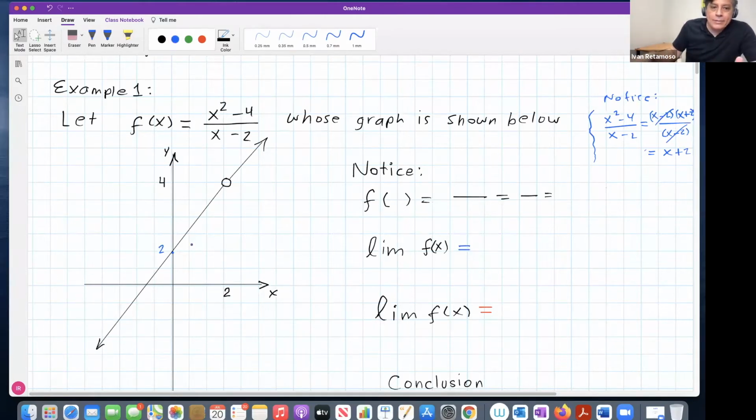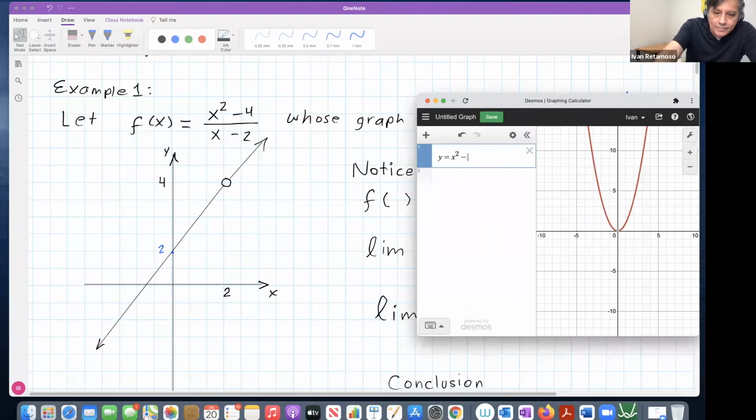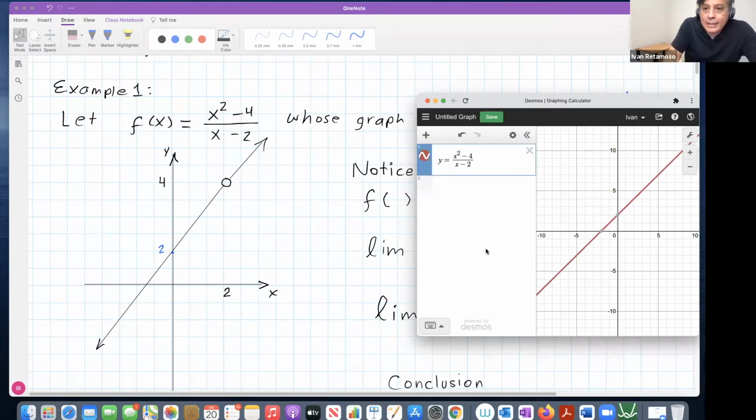Now, in case you still want to confirm, 100%, that this is a line, the graph of this, even though it's given, well, you can graph it. Y equals x squared minus 4. Here the trick: highlight, slash, and then you will be able to write the denominator x minus 2. It is a line, right?